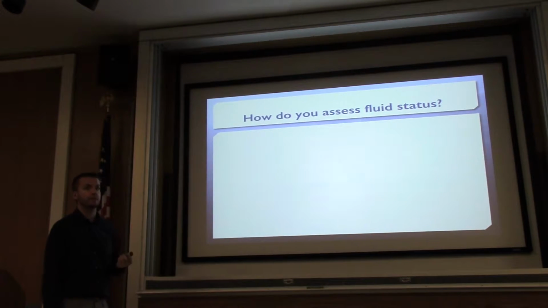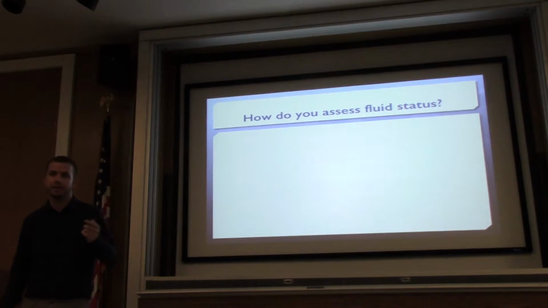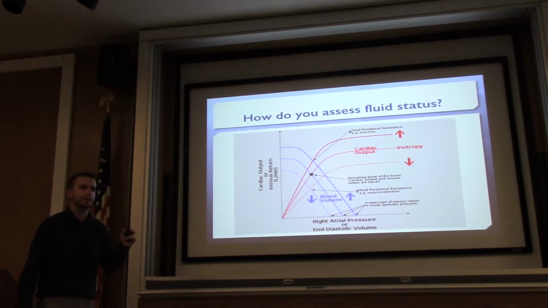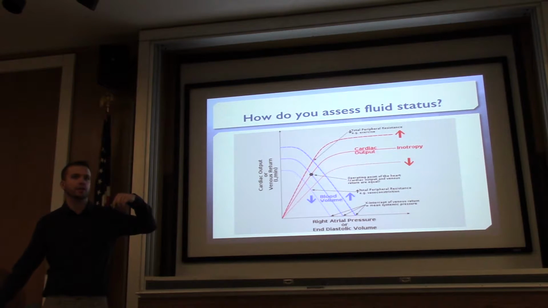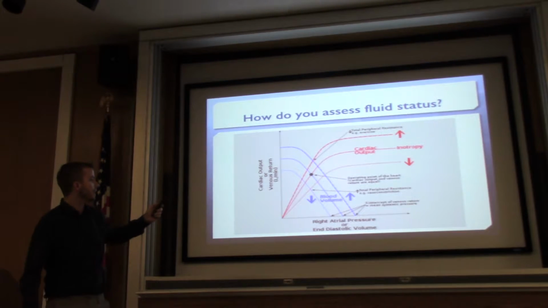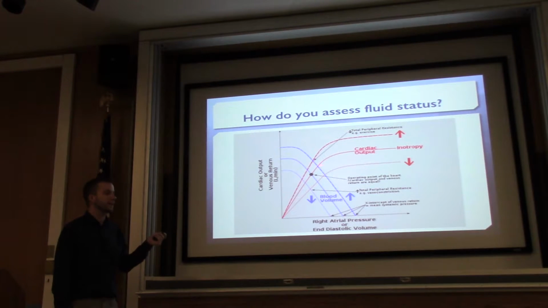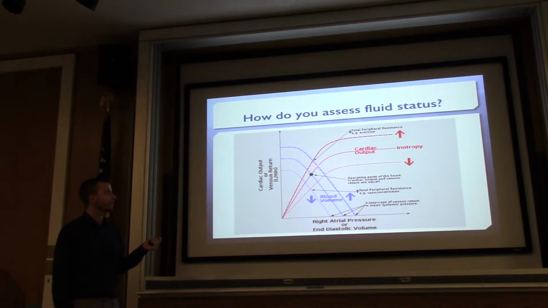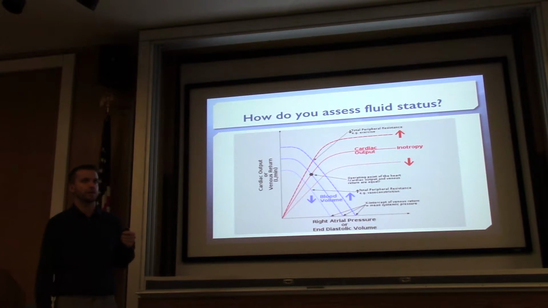All right, so how do you assess fluid status? This is a whole other talk, so I'm not going to quiz you on it, but the idea is that everyone sits on this Starling curve, and as you give them volume, their cardiac output goes up. This is what you want to do. They're hypotensive, you give them volume, they go up on this curve until they don't go up on the curve. That's when they max out on their Starling curve.